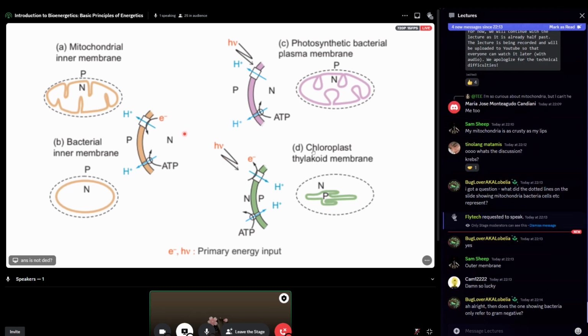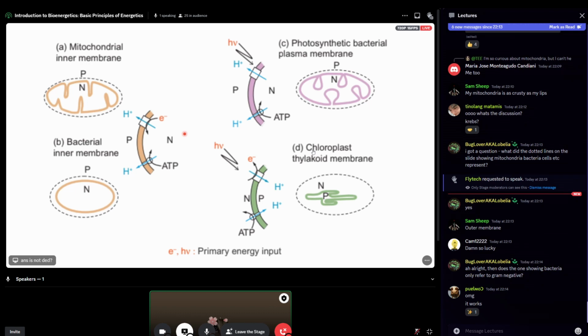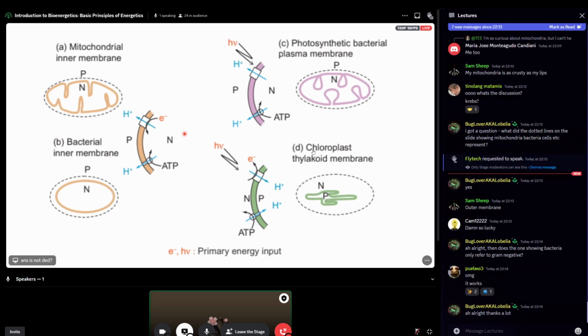Then does the one showing bacteria only refer to gram negative? So I'm not talking about the cell wall here. In bacteria, you can have the periplasmic space, which can also serve as somewhat of a block for the protons. So it's not always true in bacteria, but yes, if you have two very clear distinct walls, then yes. We're not going to focus on bacteria at all for the first few lectures at least. Here I'm going to focus on the mitochondria largely.